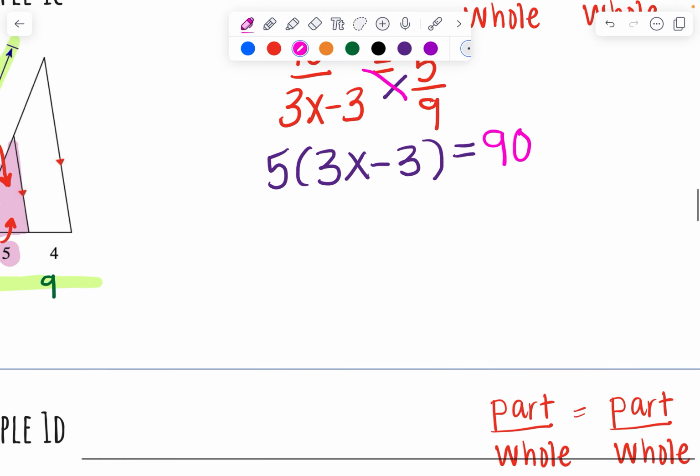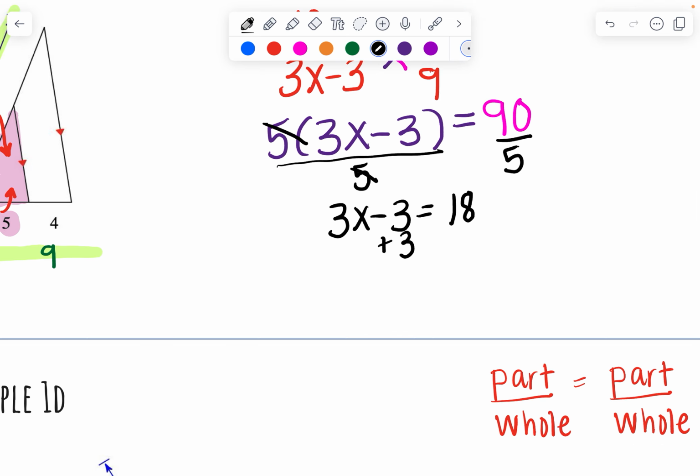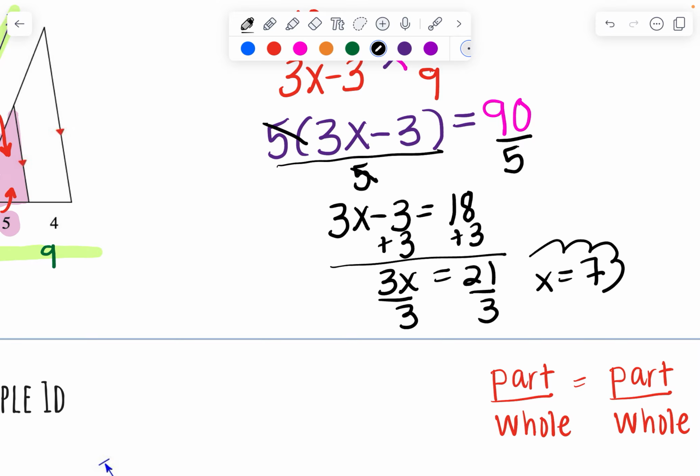A little trick here, since the right side only has one term, it just has the 90. I can start right away by getting rid of that 5. I'll divide both sides by 5. So then my left side becomes 3x take away 3. My right side, 90 divided by 5 is 18. Finishing solving this one, we'll add 3 to both sides. So we have 3x is 21. And then dividing both sides by 3, we'll get that x is 7.